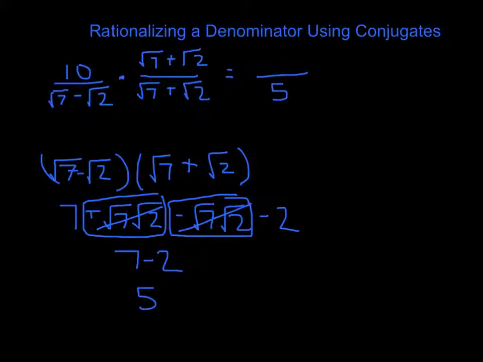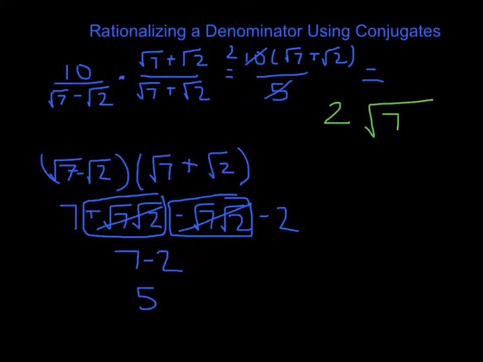And then on the top, you have 10 times the square root of 7 plus the square root of 2. Well, look at this. You have a 10 on the top of your fraction, a 5 on the bottom. Those cancel pretty nicely. So you're left with 2 on the top, 1 on the bottom. 1 as a denominator is not necessary. So your most simplified version, I'm going to write it in a different color here, is 2 times the square root of 7 plus the square root of 2.